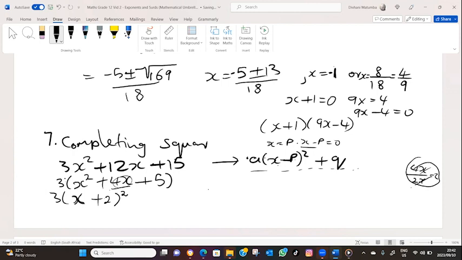Plus 2. However, if I add an expression, I have to subtract it right here. So what is it that I'm going to be subtracting? I'm going to be subtracting the numerical value that I get when I expand this expression. The numerical value that I'm going to get is 2 to the power of 2, which is 4.